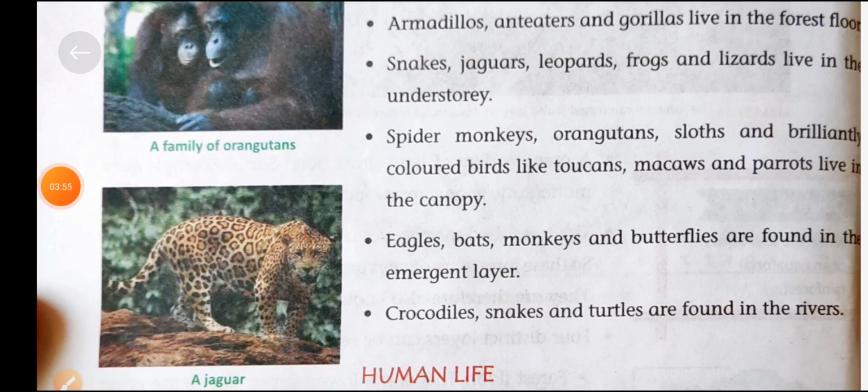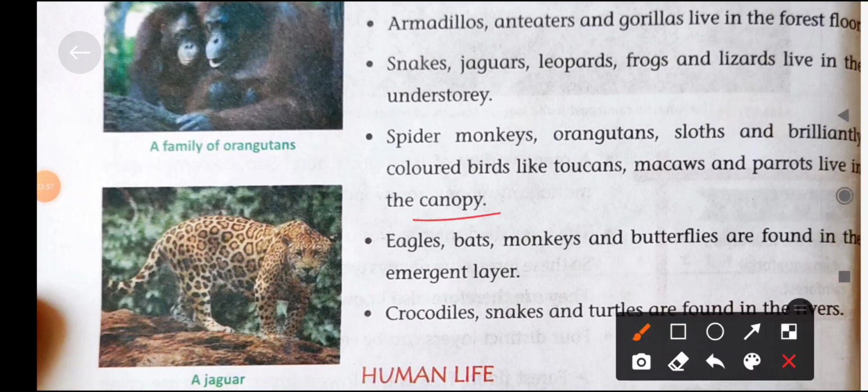Canopy means a layer which covers the ground surface of the forest. In the canopy layer various types of animals live, that is spiders, monkeys, orangutans, sloths and brilliantly colored birds like toucans, macaws and parrots.